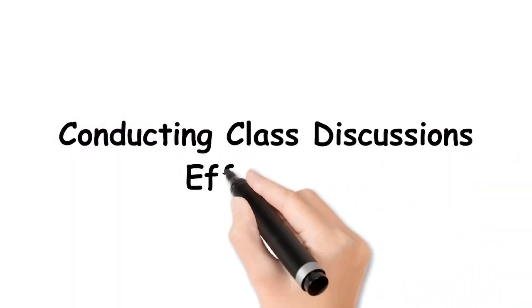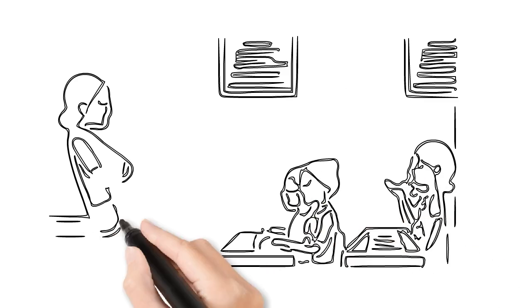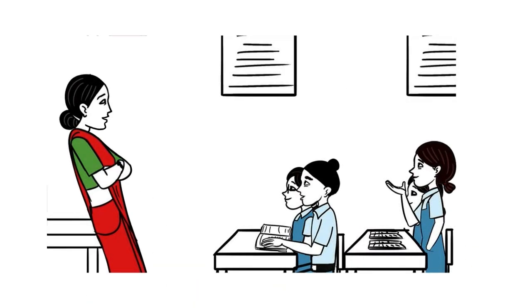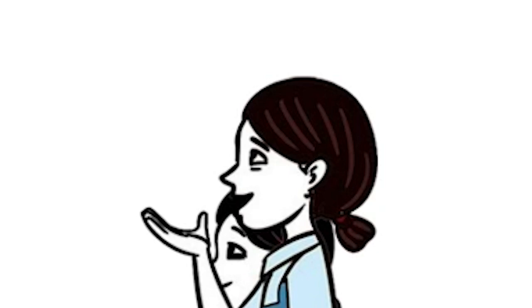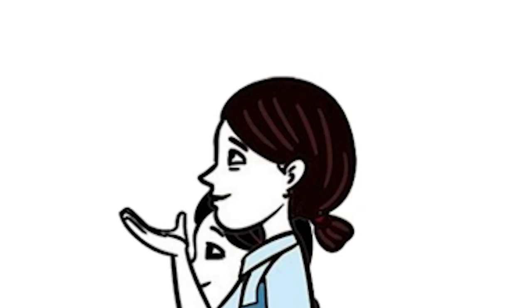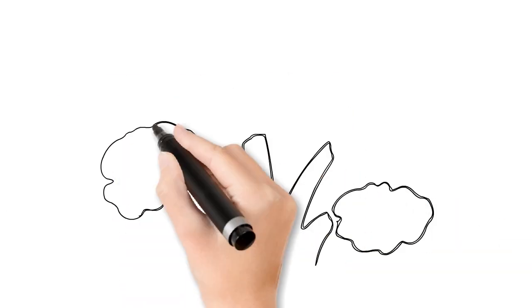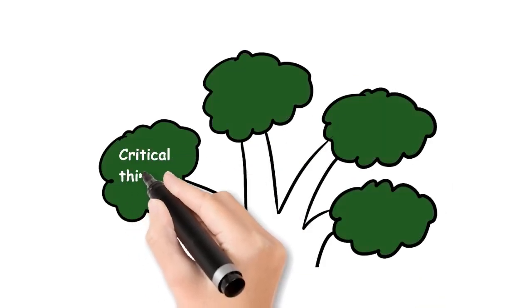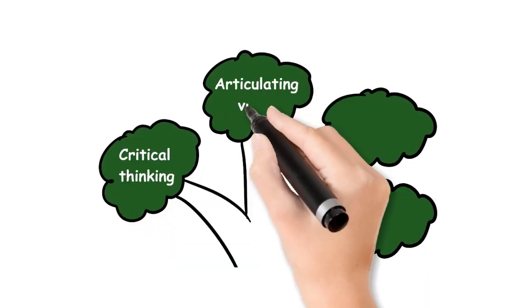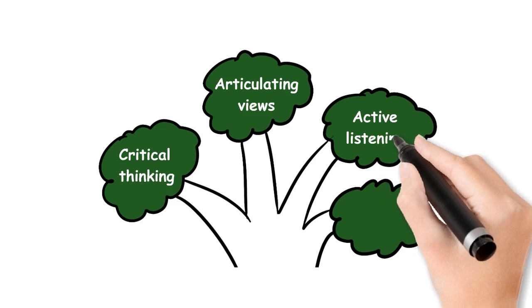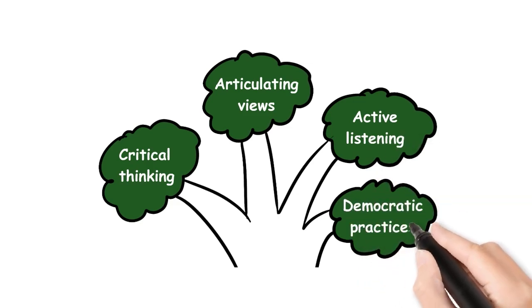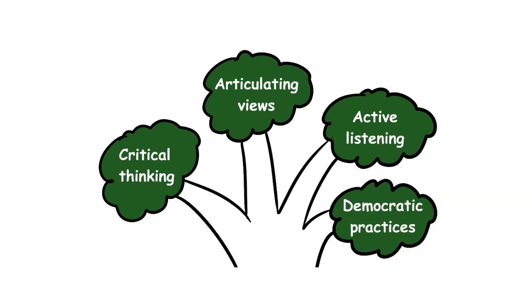Conducting class discussions effectively. A class discussion is a planned conversation or exchange of ideas in the class conducted under the guidance of the teacher. When organized systematically, it has several benefits. It helps children develop thinking, speaking, and listening skills. Indirectly, class discussions also foster democratic practices of debate and discussion.